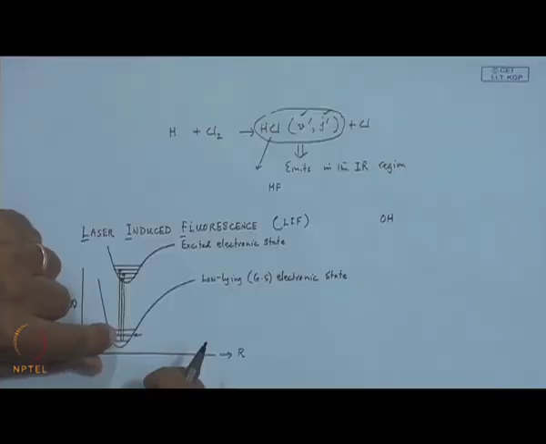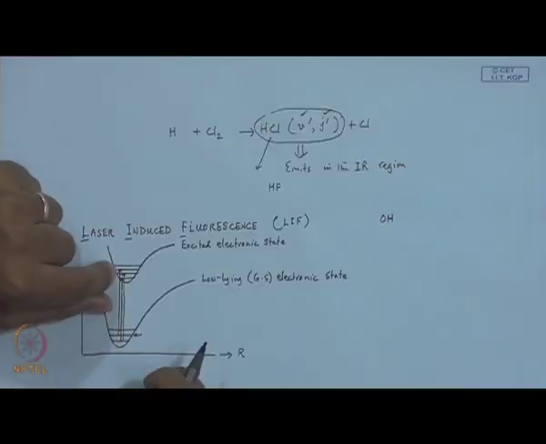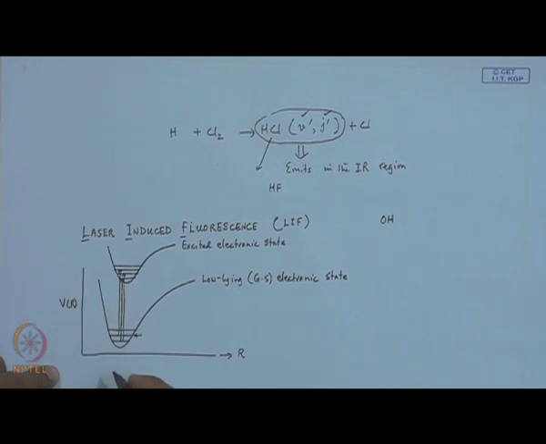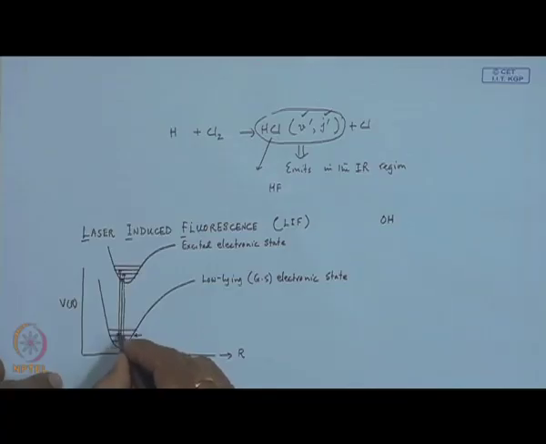Okay. So, in one case, if you excite this way, then all possible levels are excited, but when they emit, they emit at a particular frequency. So, from that emission frequency you will be able to get an idea of the status of the initial population. Okay. So, this is laser induced fluorescence.